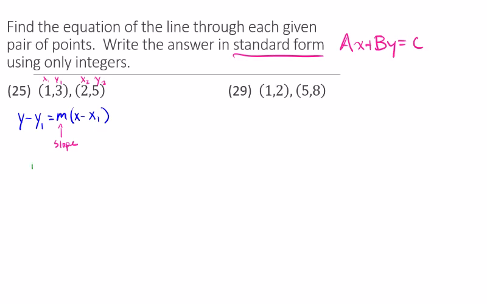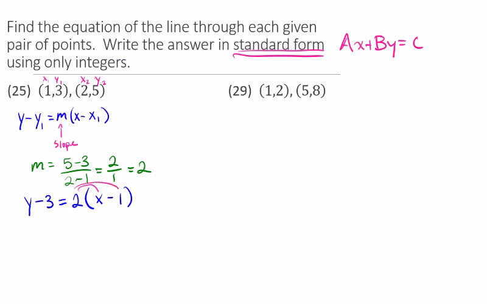So we're going to find the slope using the slope formula. So m equals y2 minus y1 over x2 minus x1, right? So that'll be 2 over 1, which is 2. So now we have everything we need for our point slope formula. So we're going to say y minus y1, which is 3 in this case, equals the slope, which is 2, times x minus x1, which is 1. All right. So we have our equation, but now we want to write it in standard form, right? So what I want to do is first simplify here. So I'm going to distribute.